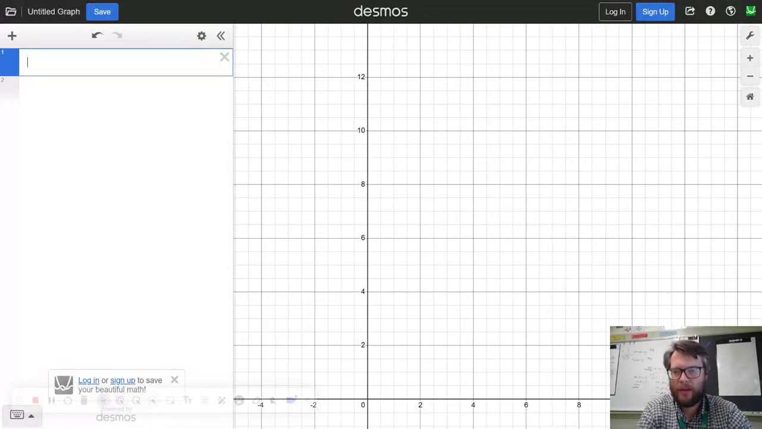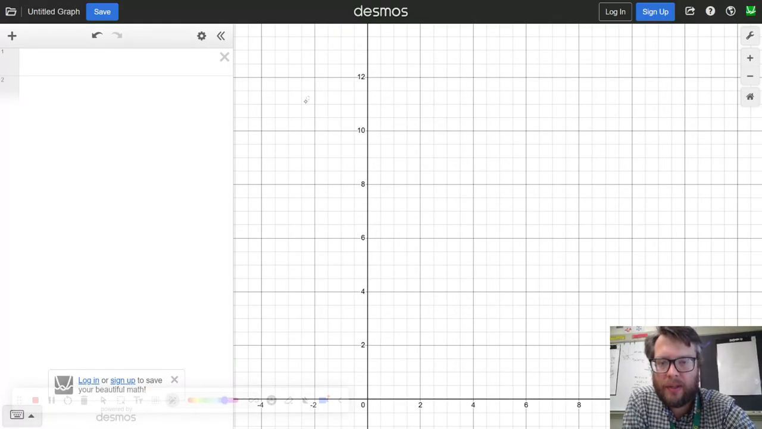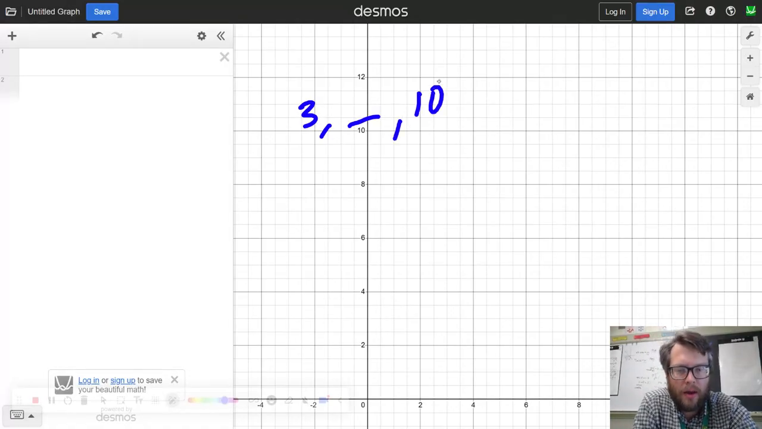So let's look at a different pattern here. I had been using the same pattern for a couple videos. Let's switch it up. Let's say that I have a pattern that goes like this. 3, and then there's a gap, and then it goes to 10. Okay? First thing is, what type of pattern is this?